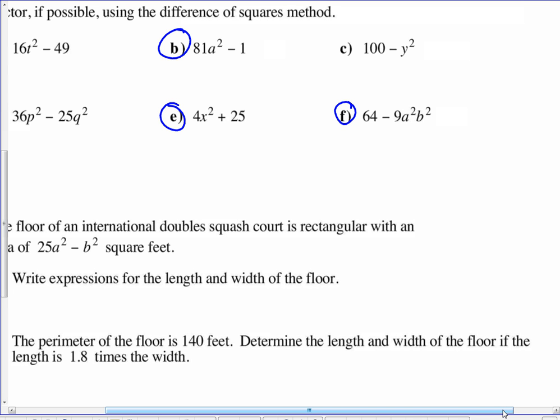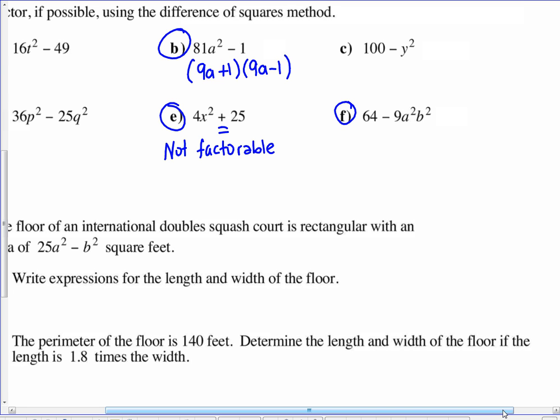What'd you get for B? 9A plus 1 and 9A minus 1. Beautiful. What did you get for E, Nadir? What's the one? X minus 5. Nope. Same thing you asked, right? That's why I asked you. Because they're both positive. Remember, one has to be positive, one is negative.